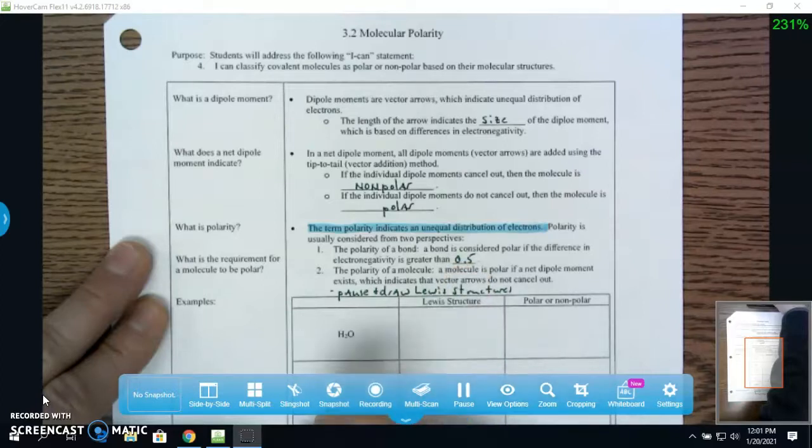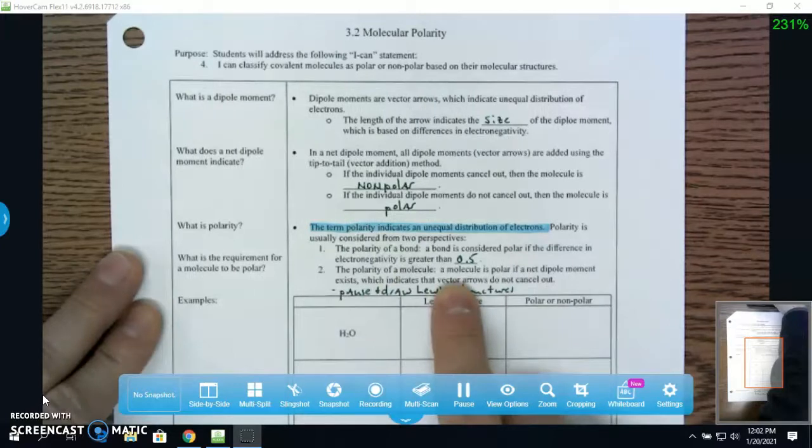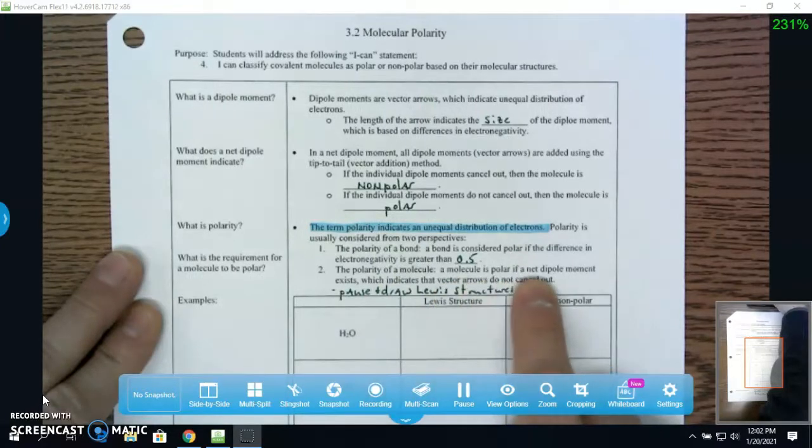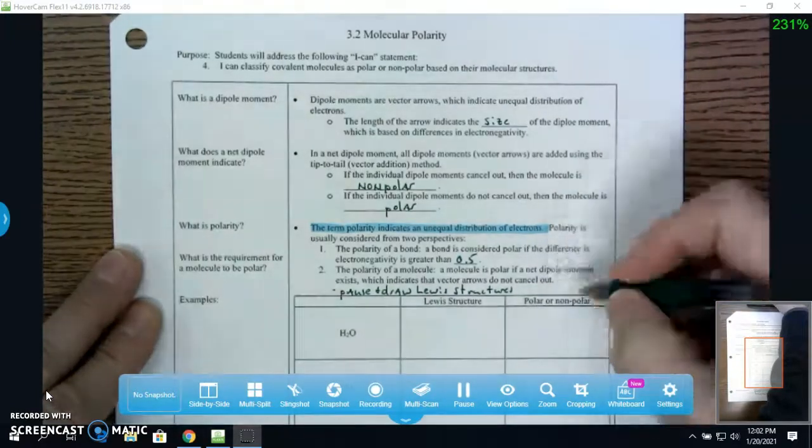Point number two, however, we can also think about the polarity of an overall molecule. My definition here does reference net dipole moments, so I'm going to change this just a little tiny bit. We're going to say that a molecule is polar if it is asymmetric. Asymmetric. So I'm going to write this right over here.